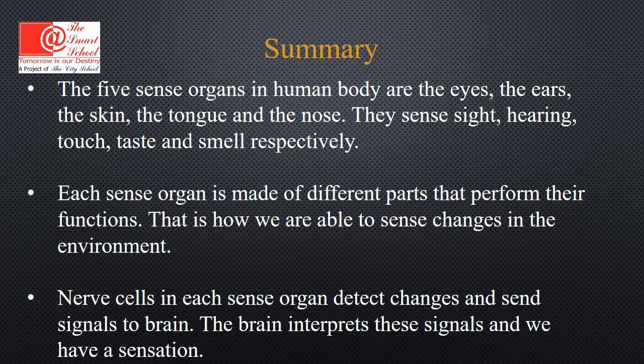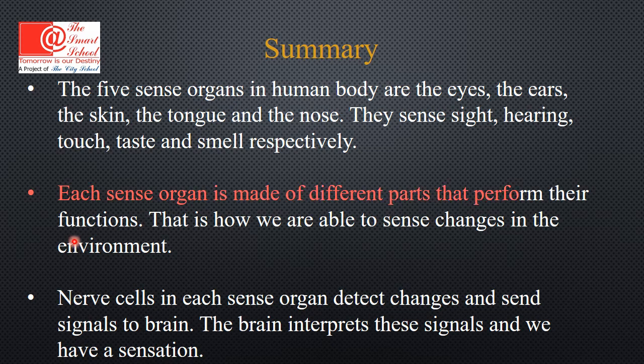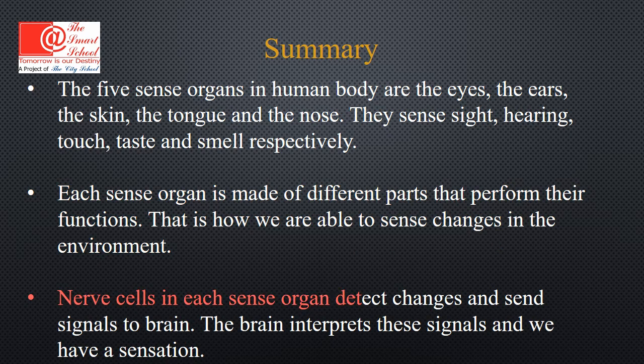We shall now summarize what we have learned so far. The 5 sense organs in the human body are the eyes, the ears, the skin, the tongue, and the nose. They sense sight, hearing, touch, taste, and smell respectively. Each sense organ is made of different parts that perform their functions. That is how we are able to sense changes in the environment. Nerve cells in each sense organ detect changes and send signals to the brain. The brain interprets these signals and we have a sensation.